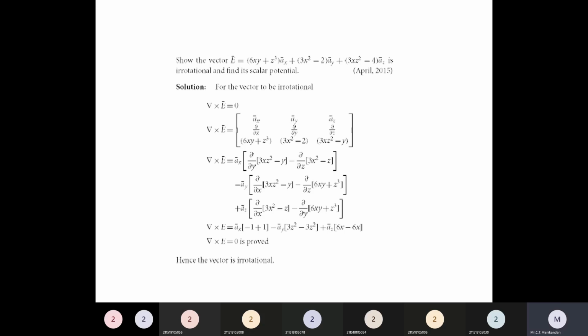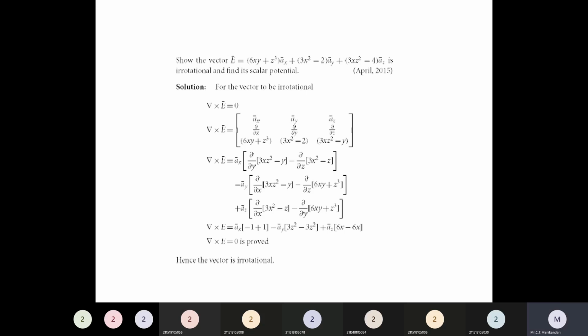So first I am going for del cross E, the curl of the vector. Since it is a Cartesian system, the formula will be simple. Just Ax, Ay, Az, dou by dou x, dou by dou y, dou by dou z. Then, as you already know, take the x coefficient, y coefficient, z coefficient, substitute them and find the answer. Here we are getting it as 0. So we can say the vector is irrotational.